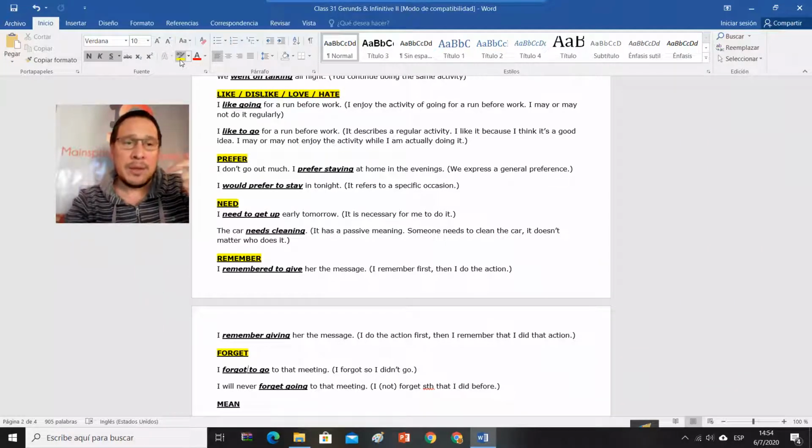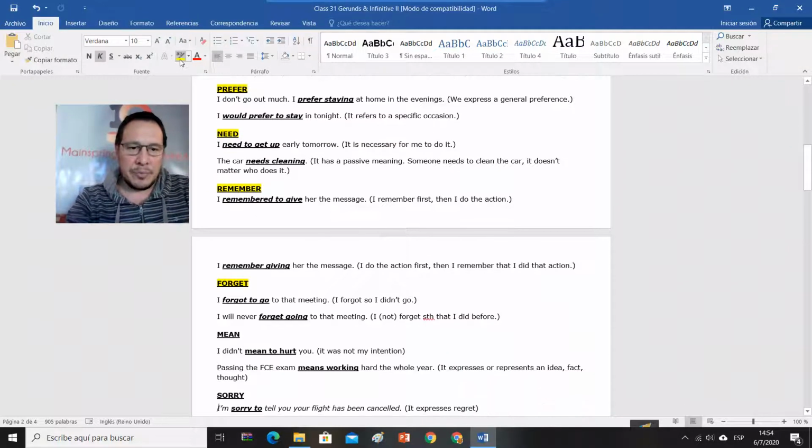With a different meaning, but the sequence of actions is very similar. Okay? I forgot to study, the usual excuse. Meaning that I forgot and so then I didn't study. Now, if you use forget plus ing, look at the example. I will never forget going to that meeting, meaning that I went to that meeting first, and now I still remember it, I don't forget it. So I forget something that I did before, or I don't forget something that I did before.